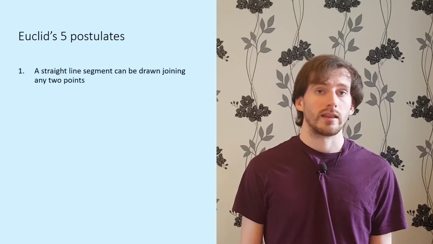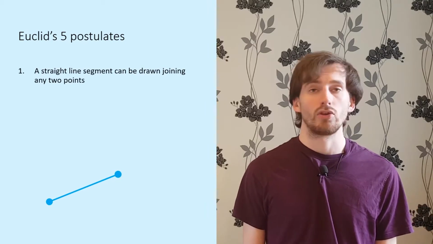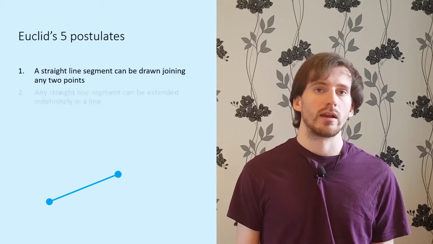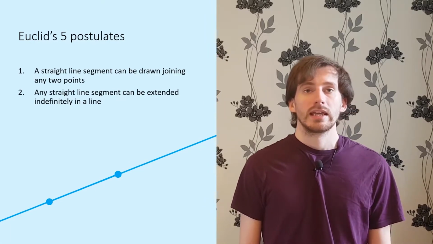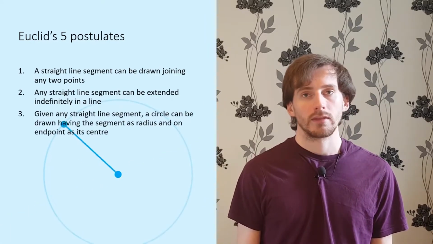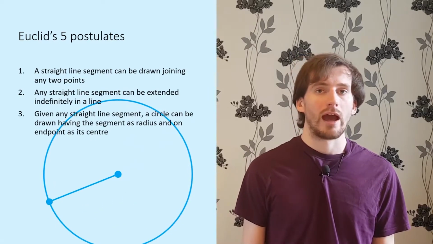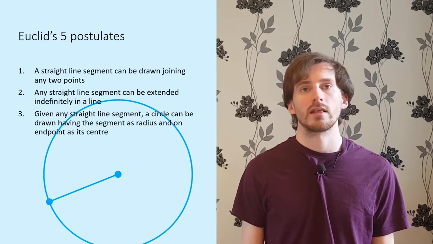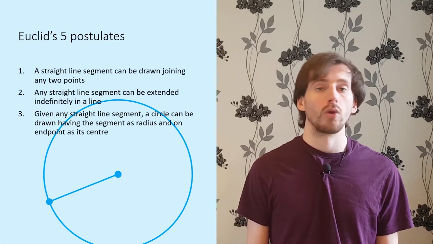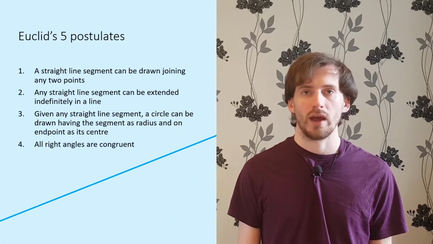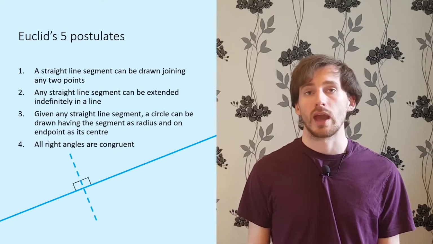A straight line segment can be drawn joining any 2 points. Any straight line segment can be extended indefinitely in a straight line. Given any straight line segment, a circle can be drawn having the segment as a radius and one endpoint as its centre. All right angles are congruent, where a right angle is defined as what you get when you bisect a straight line.